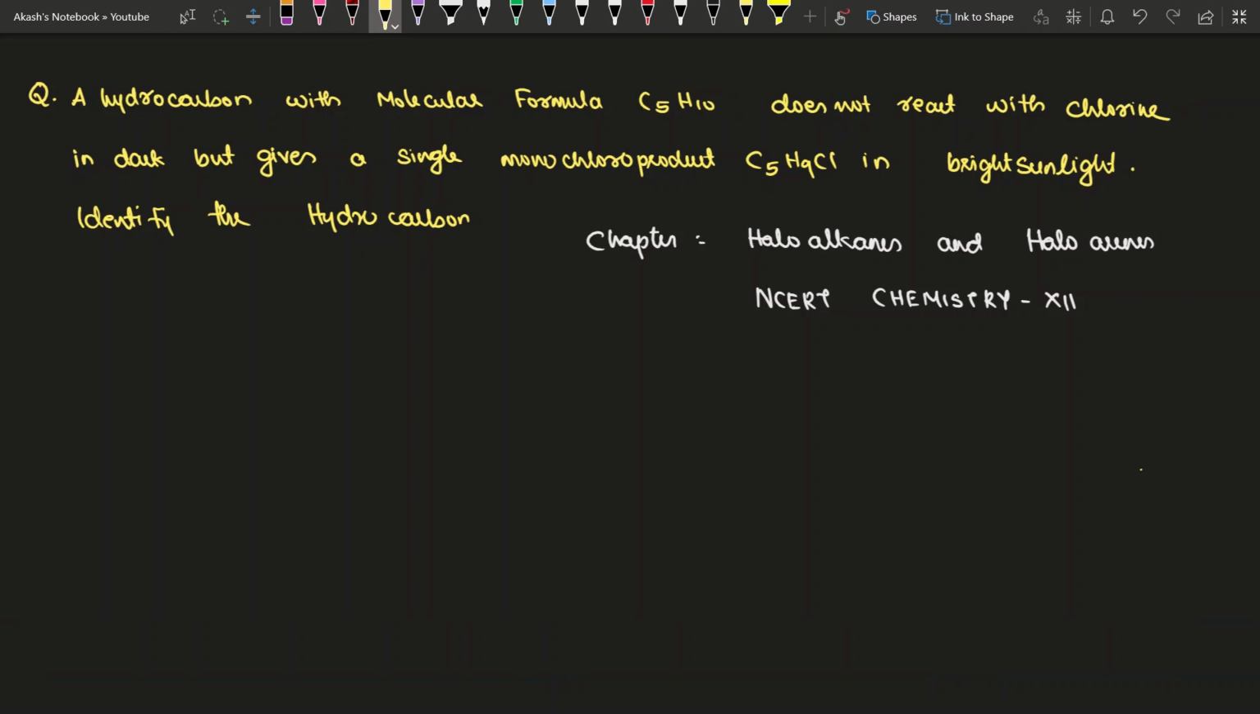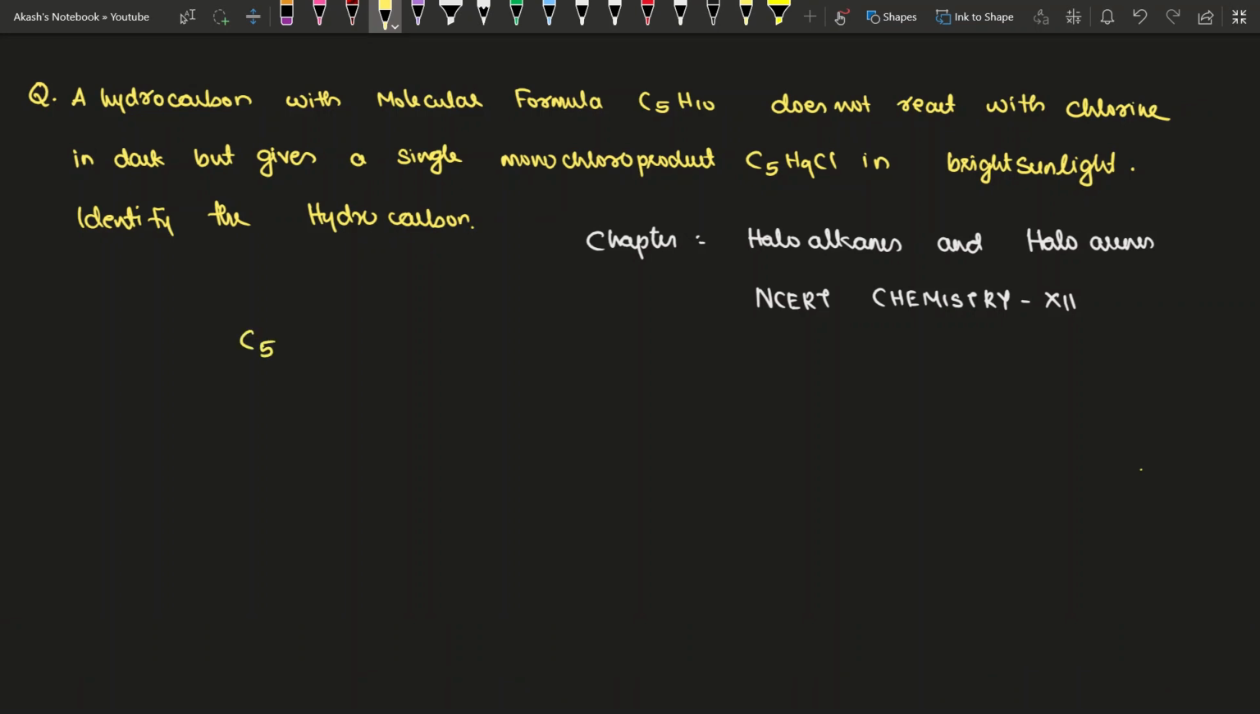Haloarenes. The question is: a hydrocarbon with a molecular formula C5H10 does not react with chlorine in dark but gives a single monochloro product, C5H9Cl, in bright sunlight. Identify the hydrocarbon.